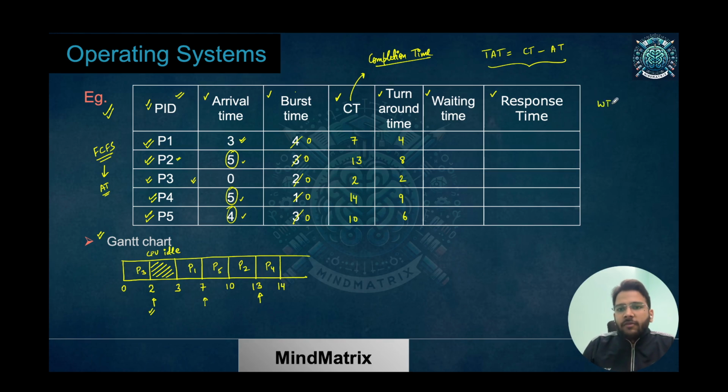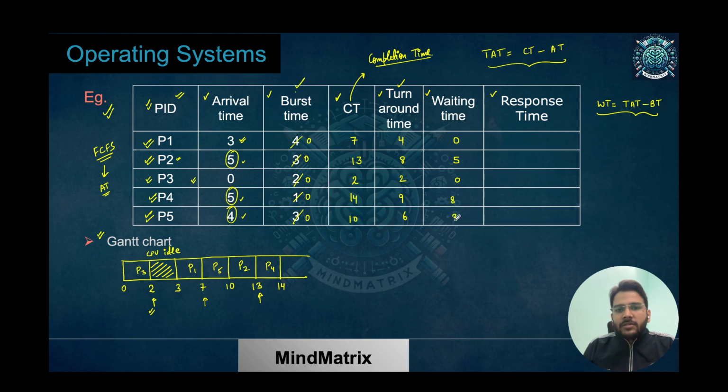What about waiting time? Waiting time we can find using the second equation of turnaround time, that is turnaround time equals waiting time plus burst time. After rearranging, waiting time is equal to turnaround time minus burst time. So turnaround time minus burst time, where we have to consider the initial burst time given in the beginning. 4 minus 4, it is 0. 8 minus 3, it is 5. 2 minus 2, it is 0. 9 minus 1, it is 8.